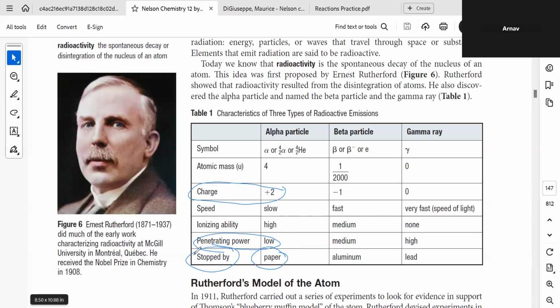Whereas beta particles are negatively charged, similar to that of an electron. The alpha particle is similar to that of helium. The speed of beta particles is fast, with medium penetrating power; they can be stopped by aluminum. Gamma rays are rays, so there is no mass, no charge. They travel with the speed of light. Penetrating power is extremely high. Basically, you need a lead block to stop the radiation. Can you take a screenshot of table 1?